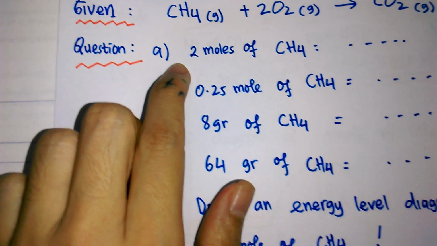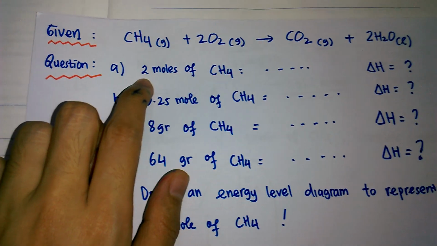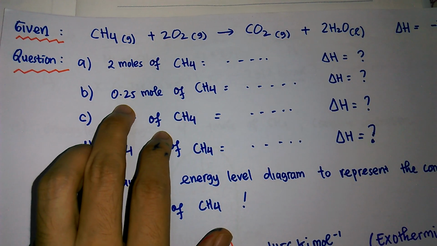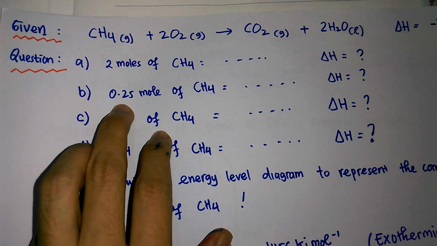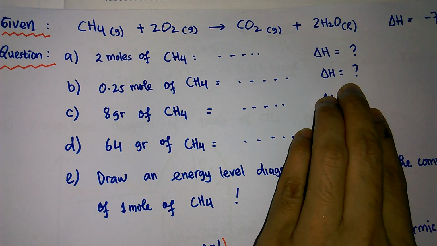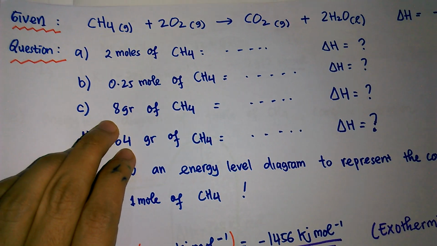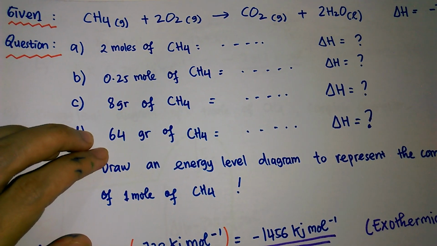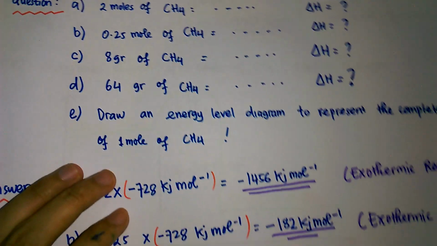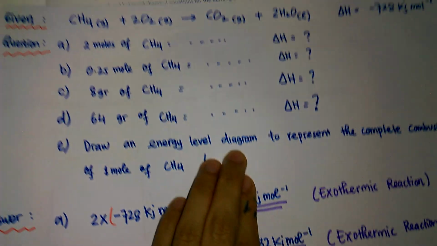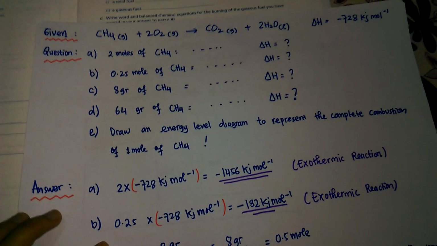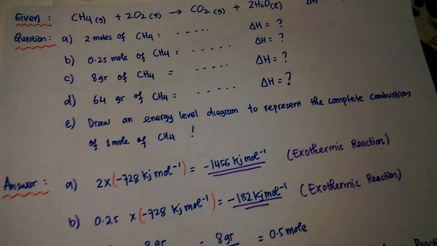And then we need to calculate for 2 moles of CH4. What is the enthalpy change? How if we have 0.25 mole of methane? Calculate the enthalpy change. How if we have 8 gram of methane? How if we have 64 gram of methane? And draw the level diagram for 1 mole combustion of methane. That's easy, guys. So this is the analogy.